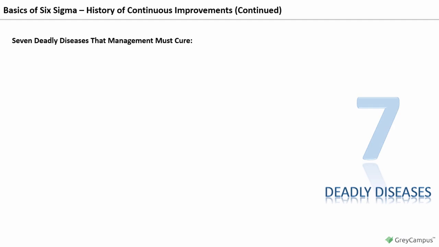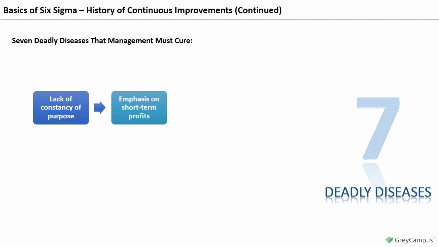7 deadly diseases that management must cure. Lack of constancy of purpose. Management must provide a vision and a mission to plan a marketable product and services to keep the company in business and provide jobs. Emphasis on short-term profits. It is observed that the organizations emphasize short-term profits. While it is good to have short-term profits, the long-term interest needs to be kept in mind. Personal evaluation appraisal. Don't quote names in the organization. However, work towards leading by example. Quoting names can lead to devastating effects.